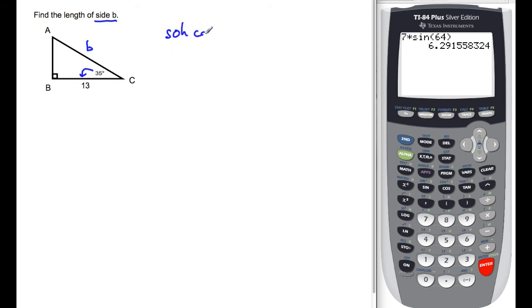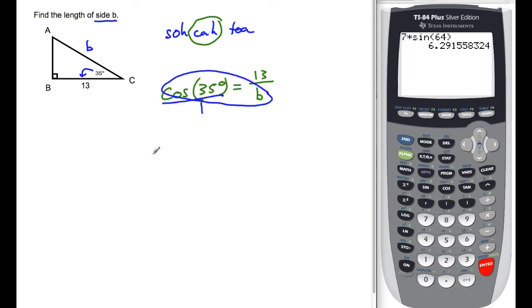So which of our three relationships deals with the adjacent and the hypotenuse? Well, that must be cosine. So I can write an equation, cosine of 35 degrees equals, well, the adjacent over the hypotenuse. So it's 13 over B. So once I've created this, I can cross multiply. Just put this over 1. B times cosine of 35 degrees equals 13 times 1. And now I just have to divide by this number right here.